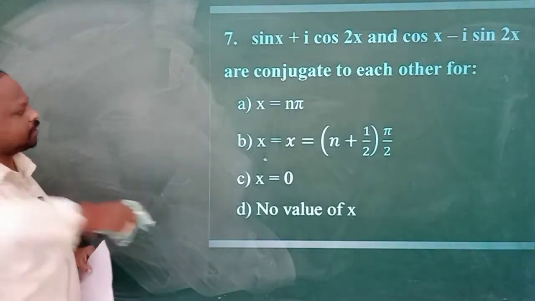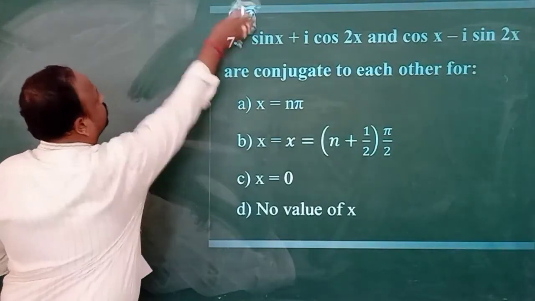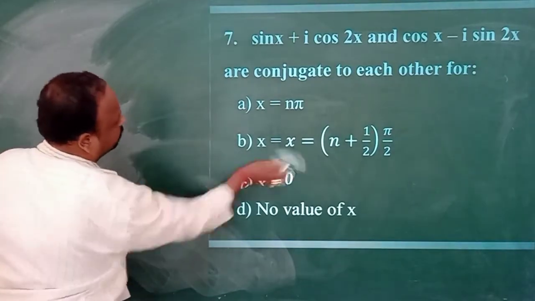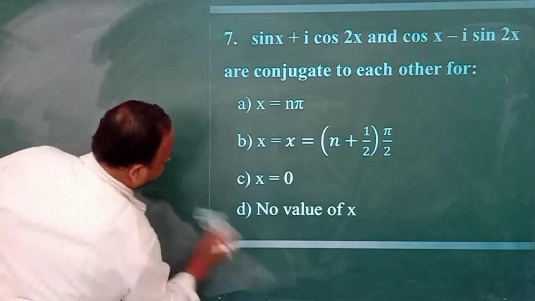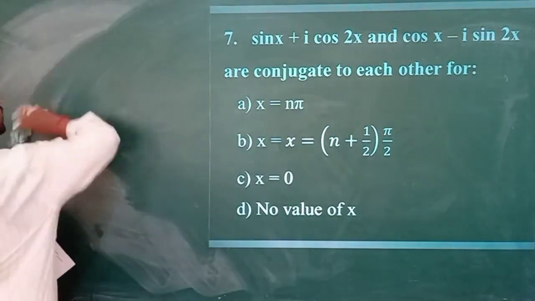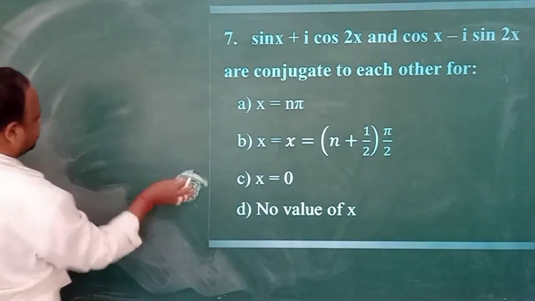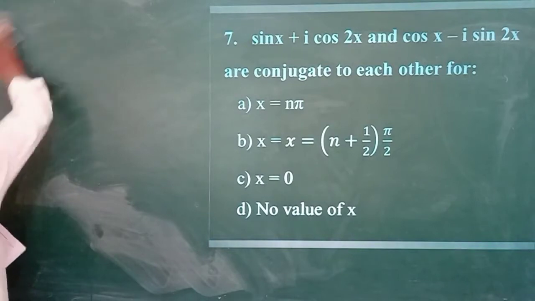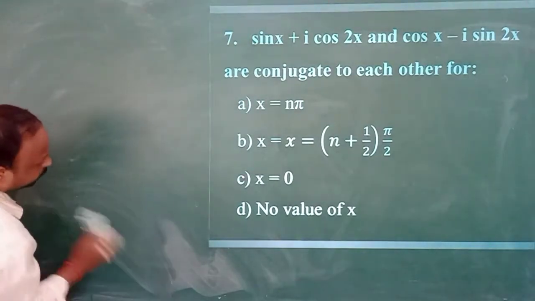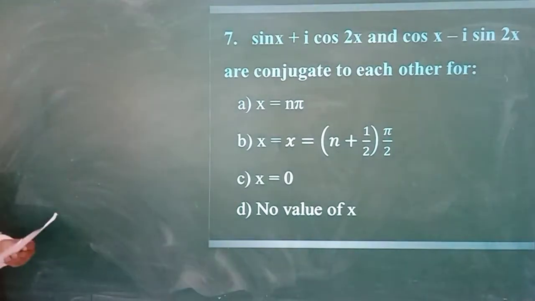Read question number 7. Sin x plus i cos 2x and cos x minus i sin 2x are conjugate to each other. Then find the value.